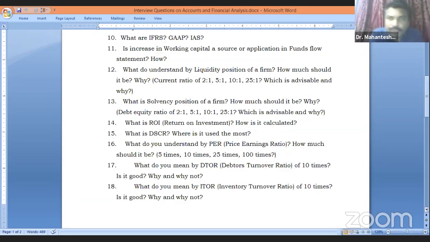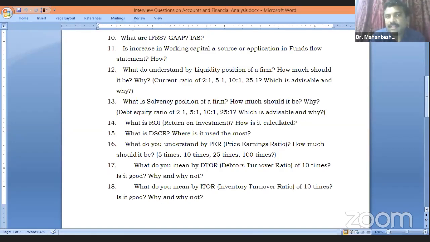What do you understand by liquidity position? Liquidity is the ready availability of cash or cash equivalent assets in the organization. Then how much should it be and why? We had enough discussion on this. 2:1, 5:1, 10:1, 25:1, which is advisable? How much should it be? First, it should be sufficient to cover the current liabilities with a little cushion on that.